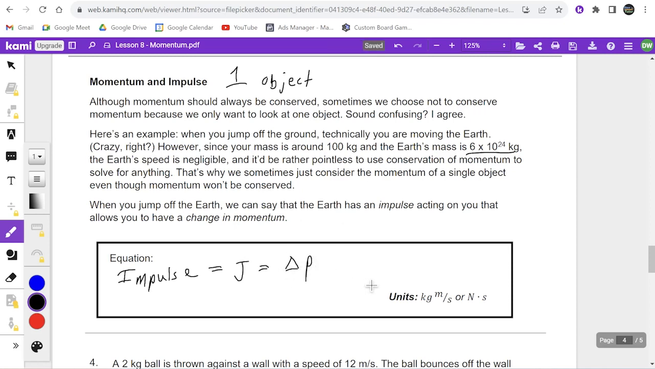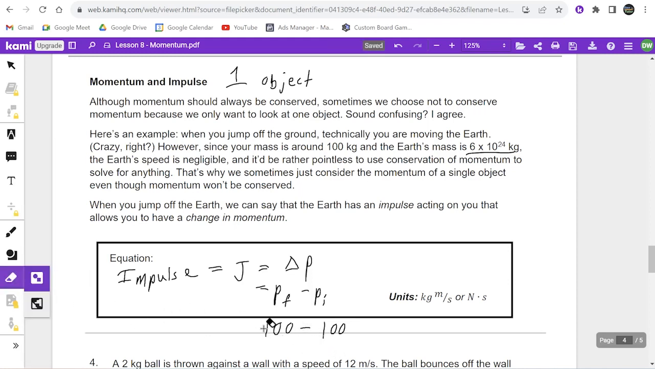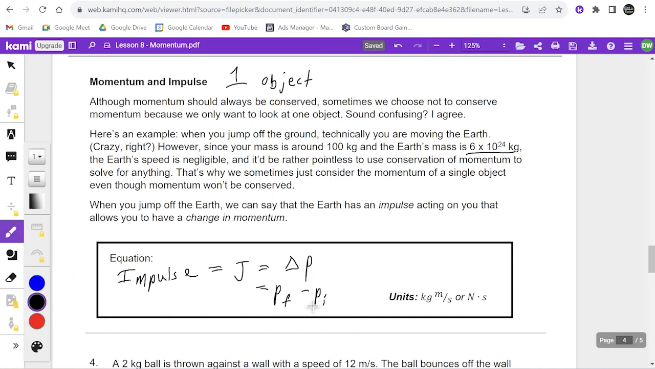Now, I've mentioned this before. I do not like delta notation, so instead I'm going to write P final minus P initial. Now, normally, this quantity should be 0. Why? Because normally P final has to equal P initial. In other words, if the final was 100, the initial is 100, and the impulse is 0. That's why when you have two objects, the impulse will always be 0, but when you have one object, it's not going to be 0, as we will soon find out.